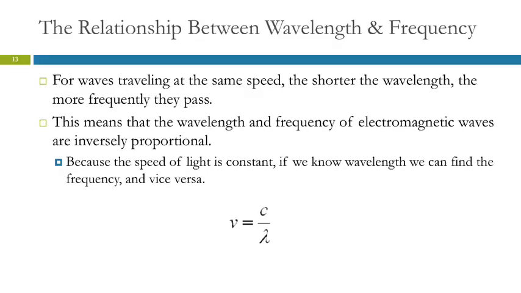So there's a relationship between wavelength and frequency. Because how fast are these waves traveling, electromagnetic radiation? Speed of light. So all these waves are traveling at the same speed. They're all traveling at the same speed. So if they're all going at the same speed, then their frequency and their wavelength are going to be related.